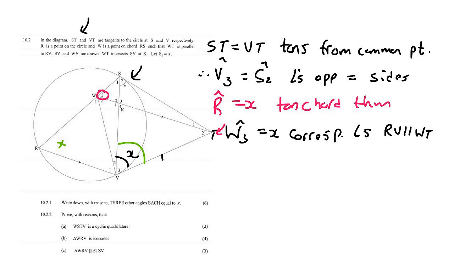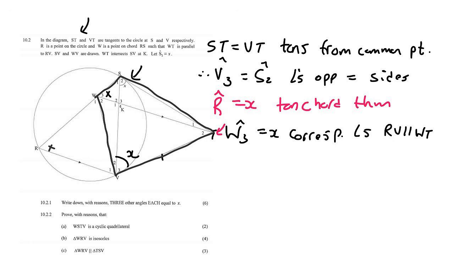Okay guys, so we found our three angles that are equal to x. It's that one, and then we have V3. That was for 6 marks. That's awesome.